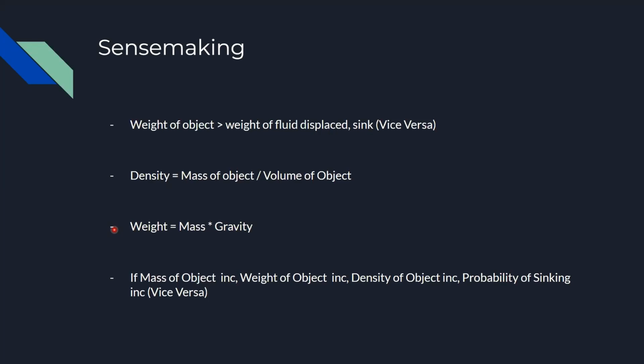And then this is just this whole piece kind of written out, saying that if the mass of the object increases, the weight of the object increases, the density of the object increases, and the probability of sinking increases, assuming that volume is held constant, and that does depend on the weight of the fluid that is displaced. So it's not a guarantee that the object will sink, but it does get you closer to the line of that object sinking.